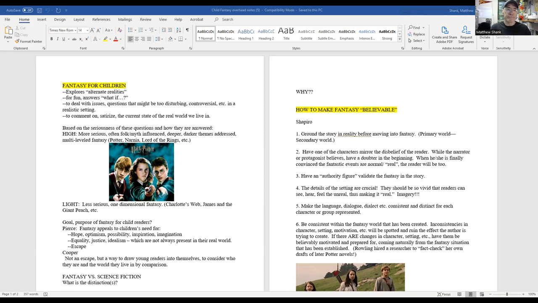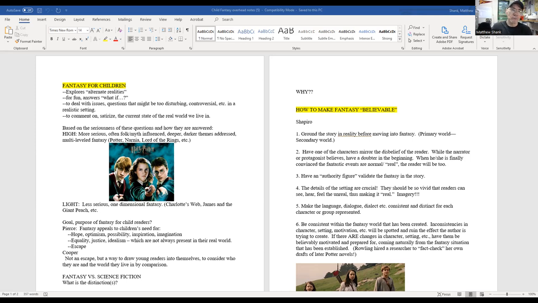Light fantasy is maybe geared for the younger children. It's less serious, usually a one-dimensional fantasy. And again, some good examples of this would be Charlotte's Web, James and the Giant Peach, which I used to teach in this class. I don't know if anybody's read that. That's a wonderful book. That's a wonderful example of light fantasy.